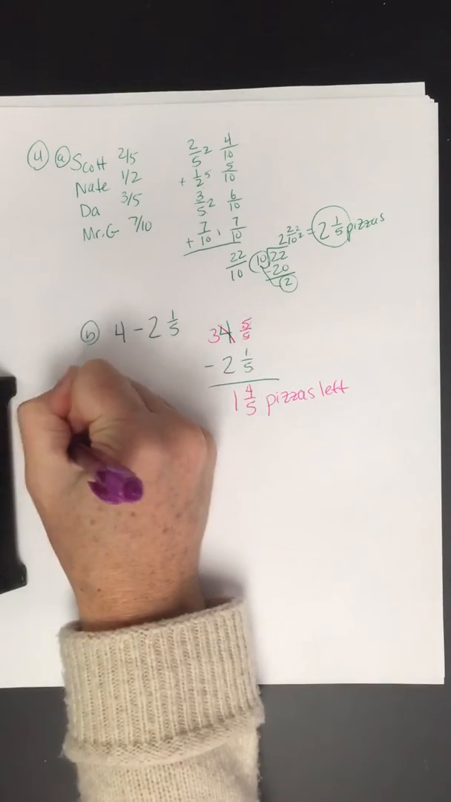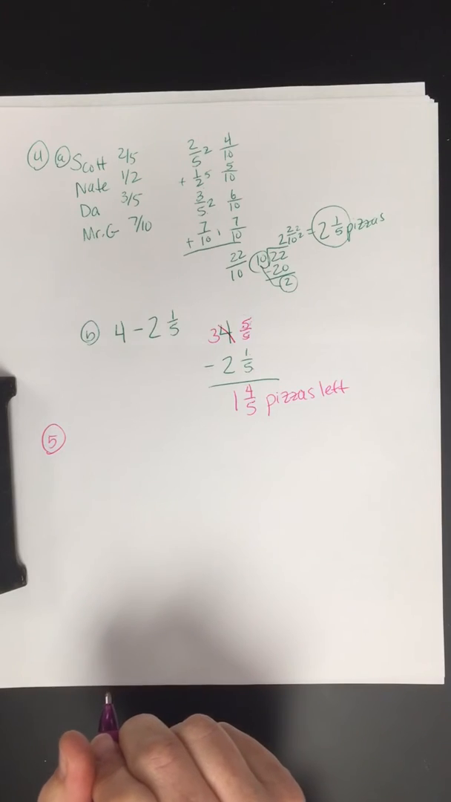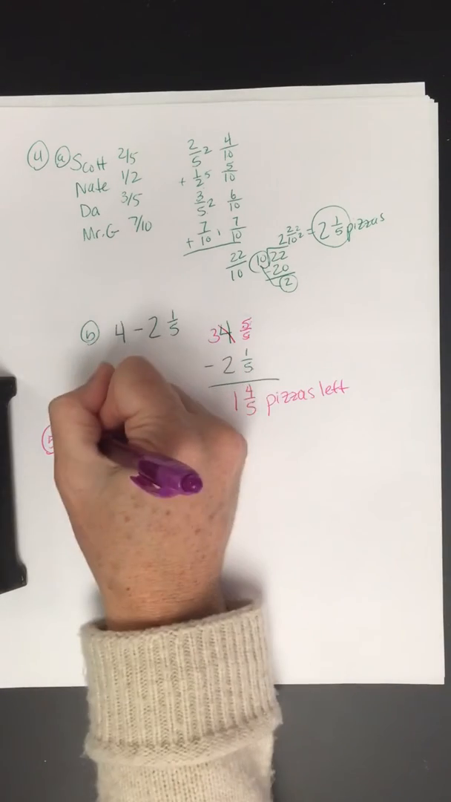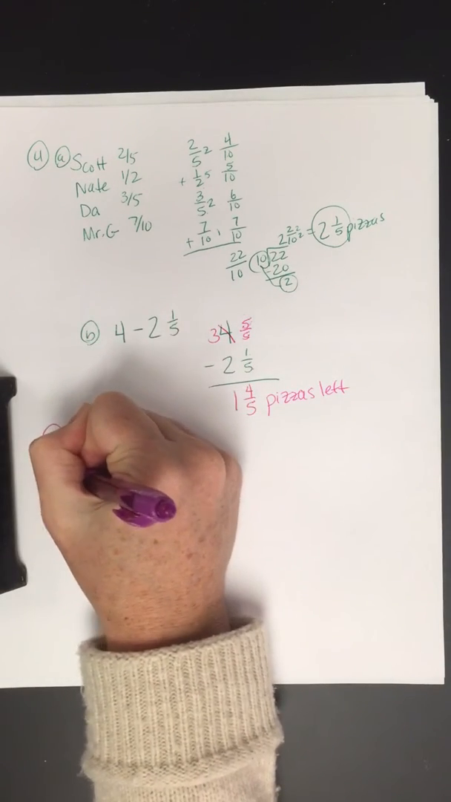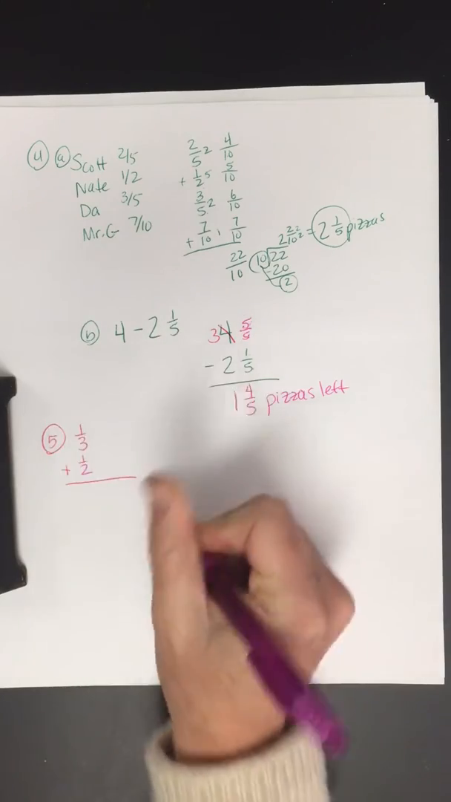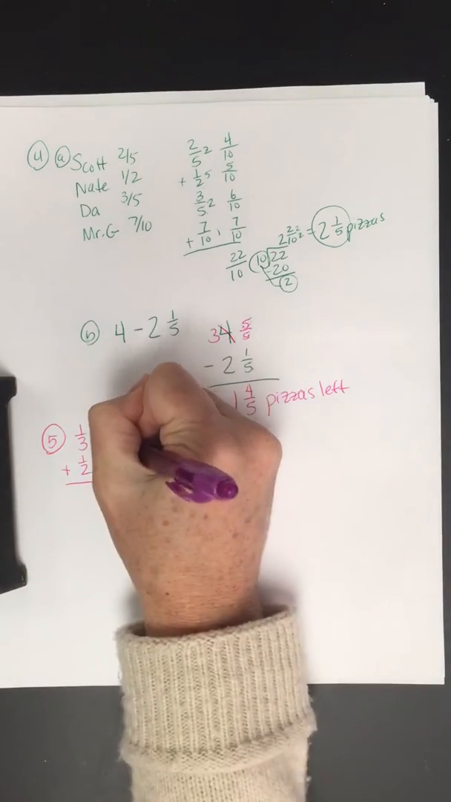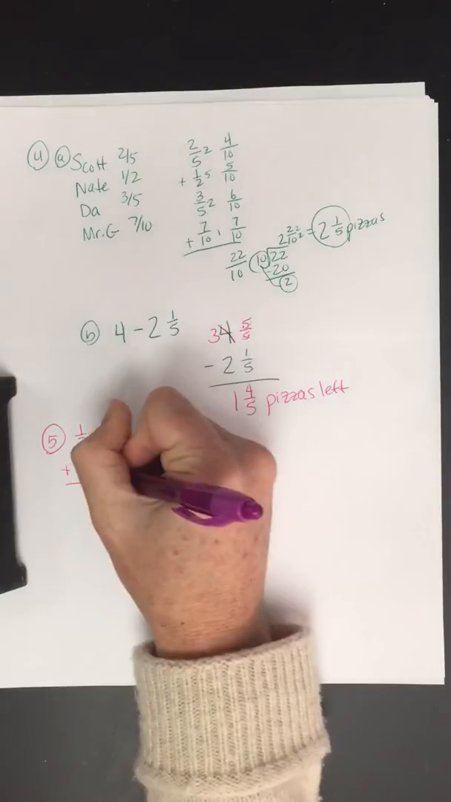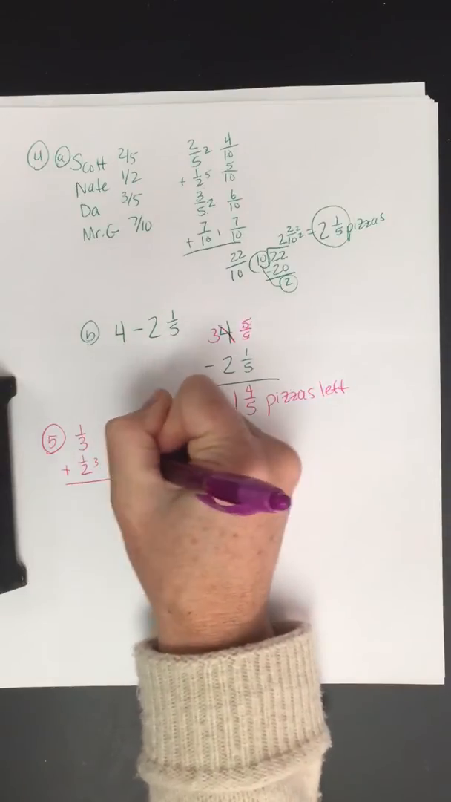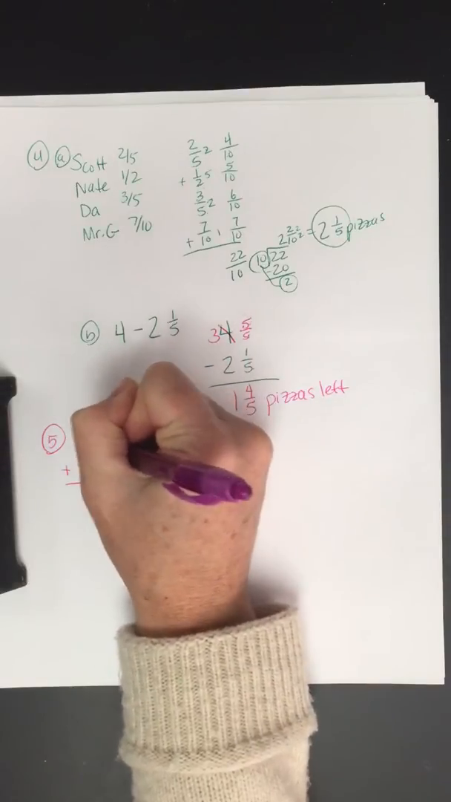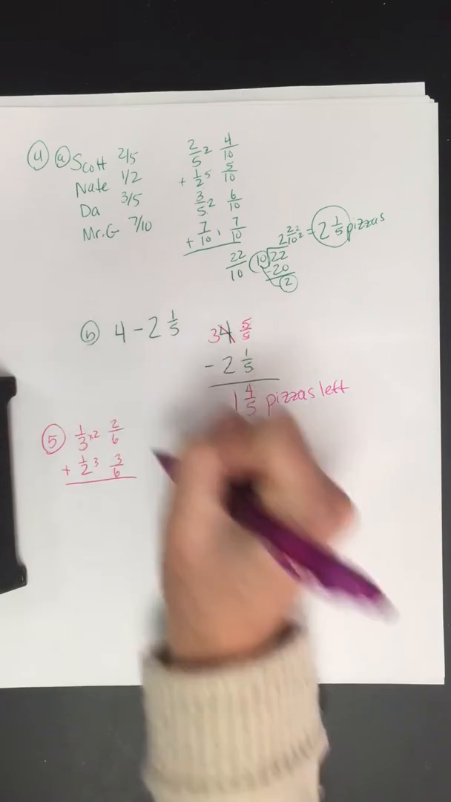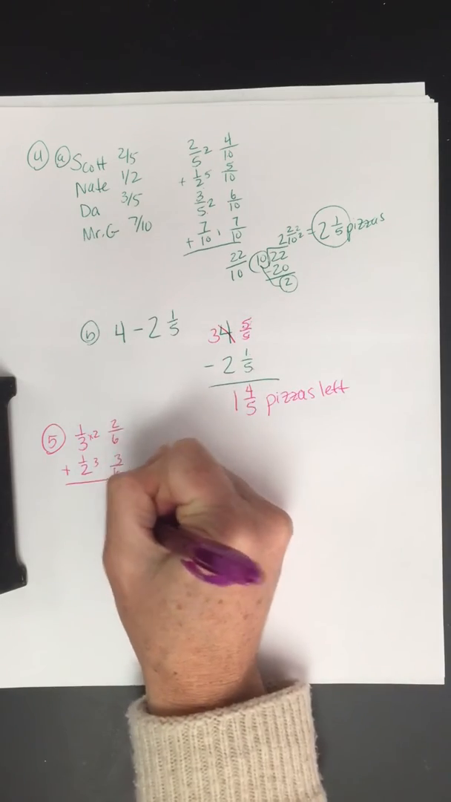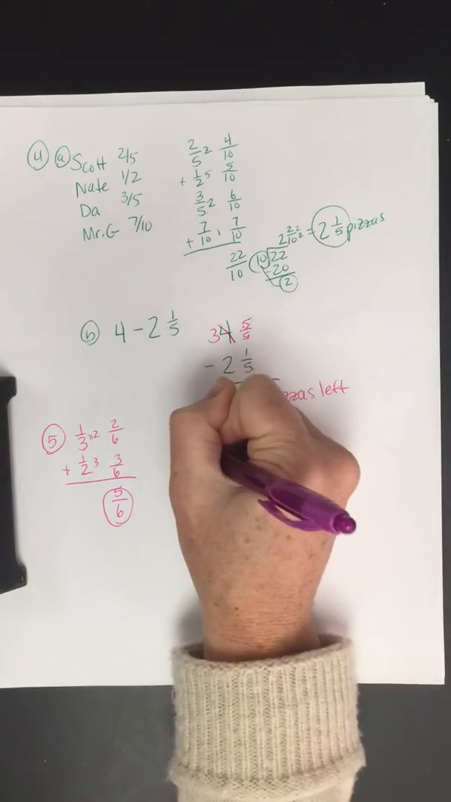Number 5 says, find each sum or difference, show all your work. Number 5A is 1/3 plus 1/2. You have to find your common denominator. 2 times 3 is 6. 1 times 3 is 3. 3 times 2 is 6. 1 times 2 is 2. You end up with 5/6.